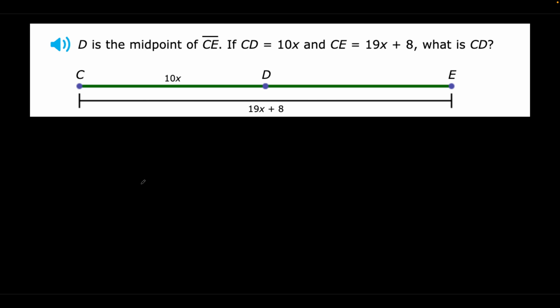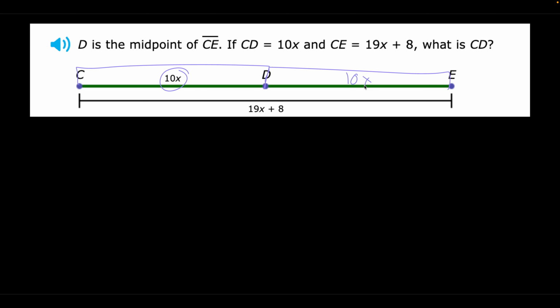Now for this one, they want us to find CD. CD is this segment, and I know CD is 10x, so I need to know what x is. To find what x is, we know that if this is CD, which is 10x, then DE must also be 10x because they are exactly the same.